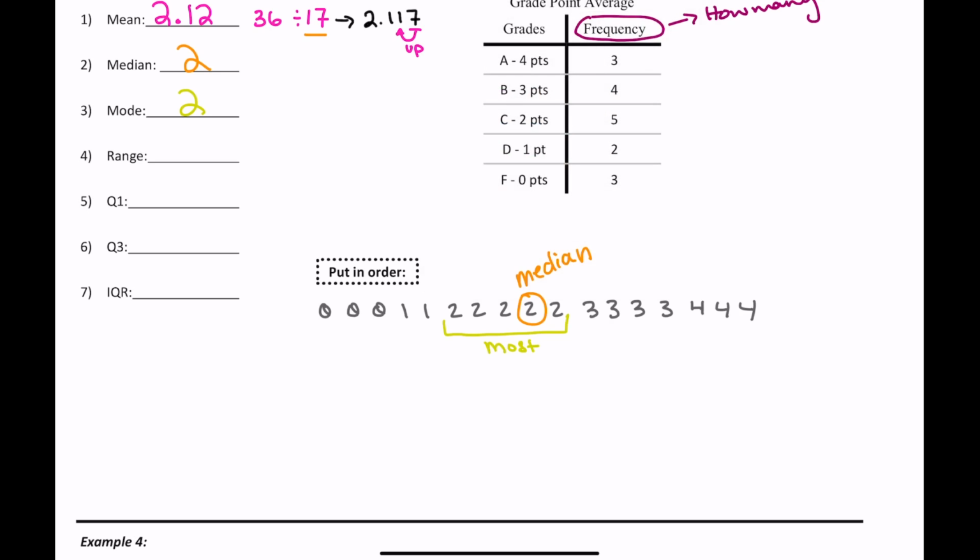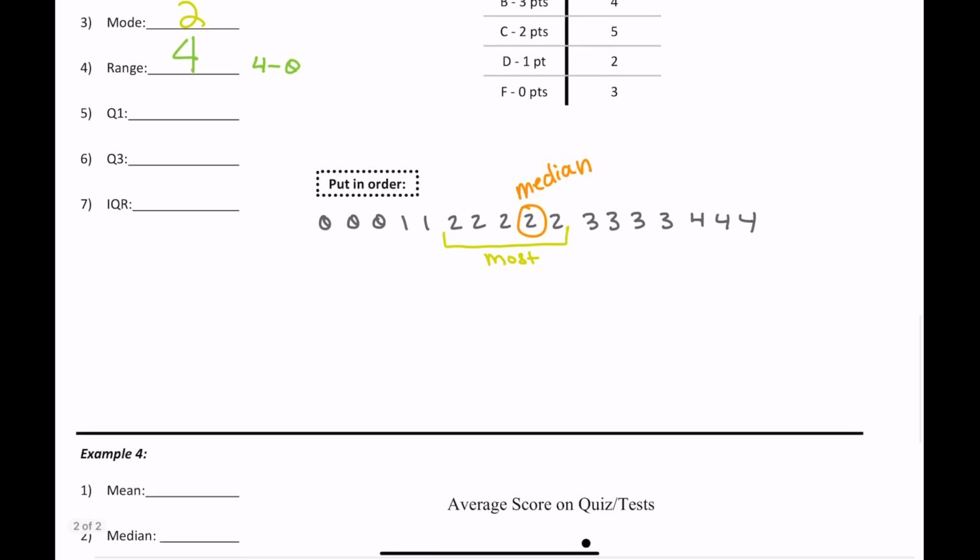Next up, we figure out the range. So our biggest number was 4 minus our smallest number was 0. So that means my range is a big old beautiful 4.